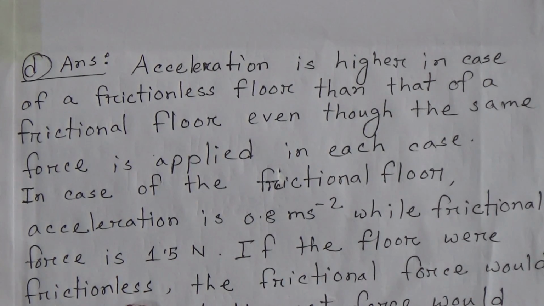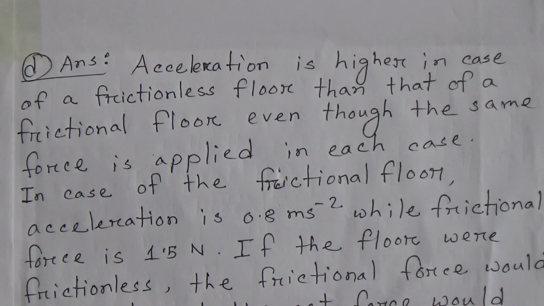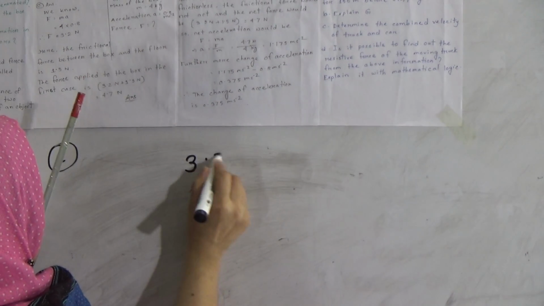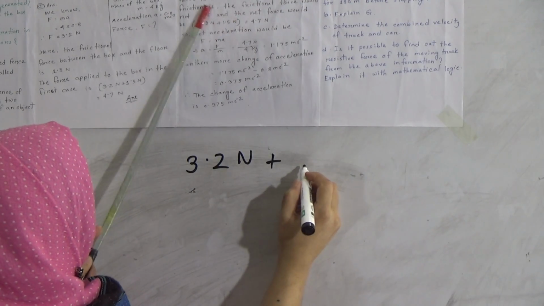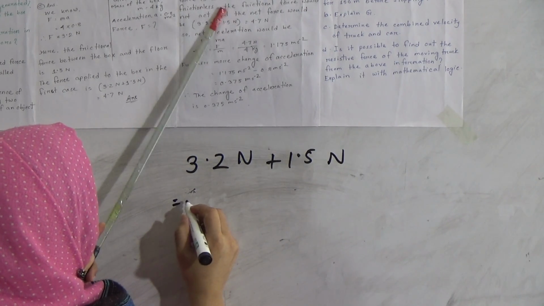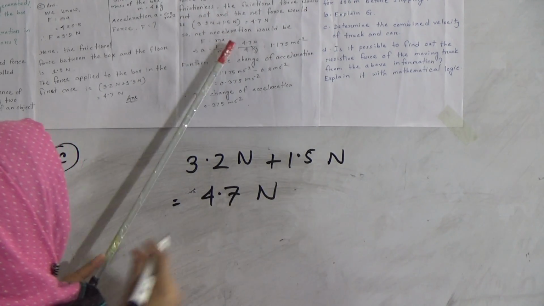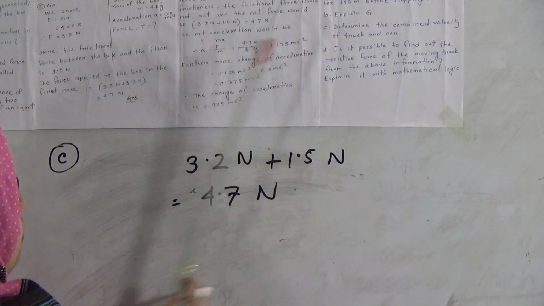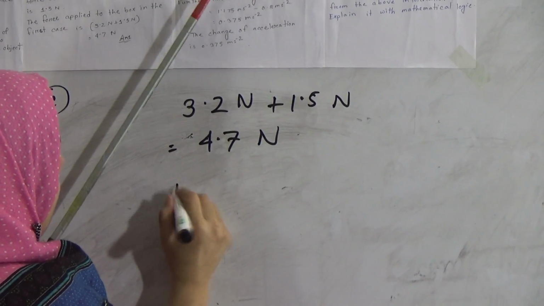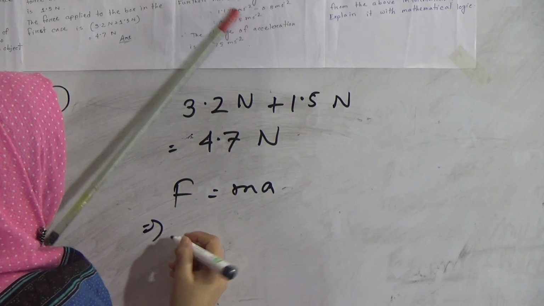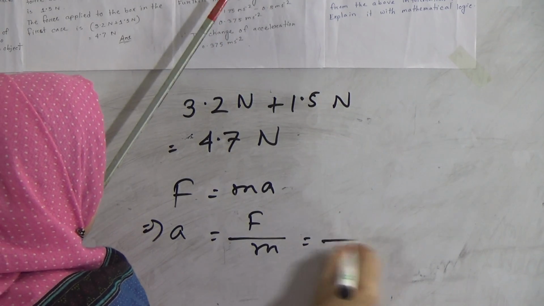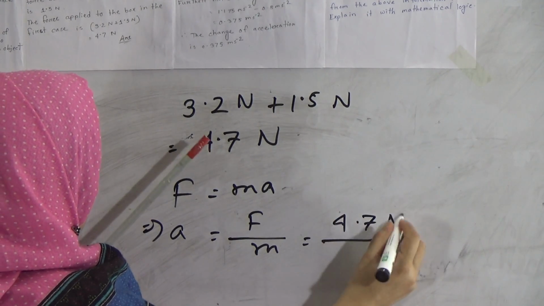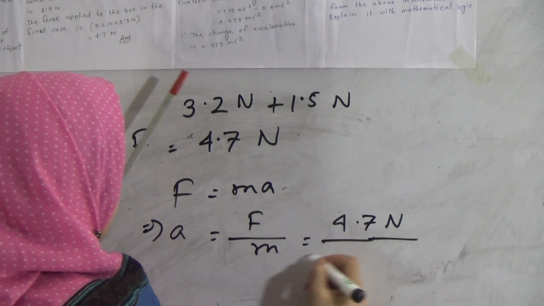If the floor were frictionless, then the frictional force would not act, and the net force would be 3.2 Newton plus 1.5 Newton, that means 4.7 Newton, and we have already found this value in question number C. So we have to find out the net acceleration. We know F equals ma, so a equals F divided by m. Here F equals 4.7 Newton, and m is 4 kg.